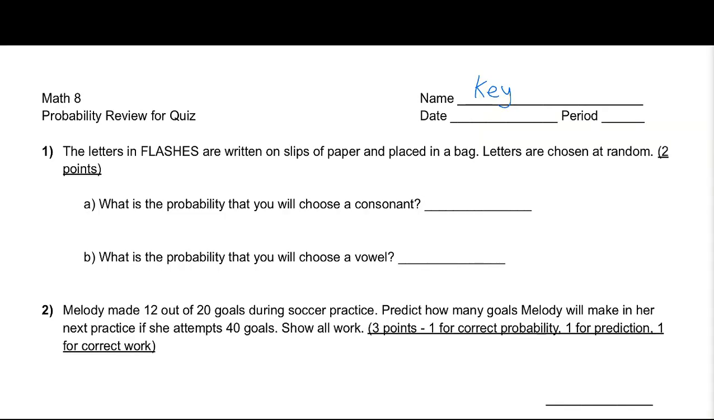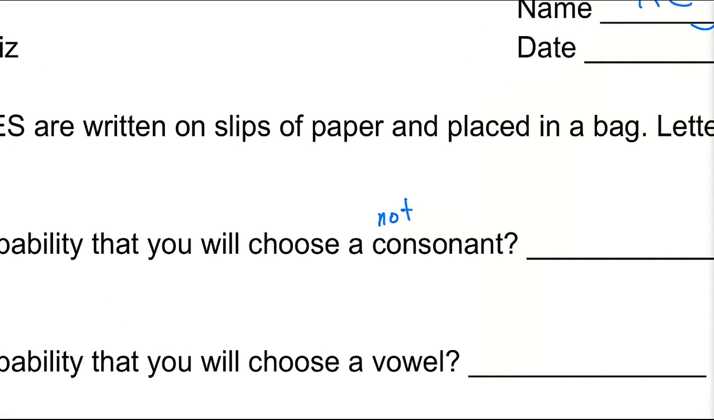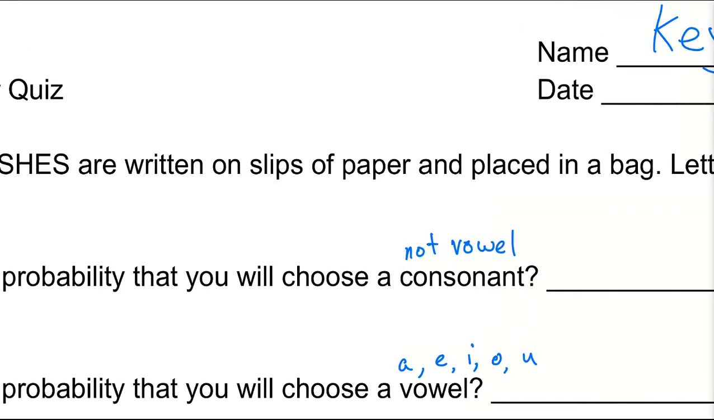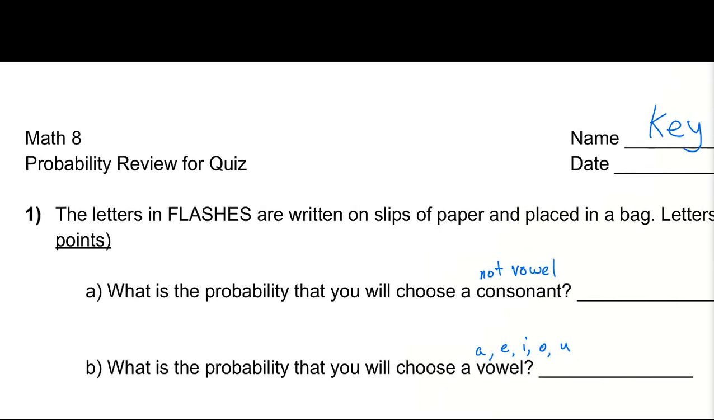A consonant is a not vowel. Okay, so the vowels are A, E, I, O, and U. So the consonants in flashes, I'm going to call them C: F, L, A would be a vowel, S is a consonant, C is a consonant, E is a vowel, and S is a consonant. And I'm counting that last S even though we have S in the middle of the word flashes anyway.